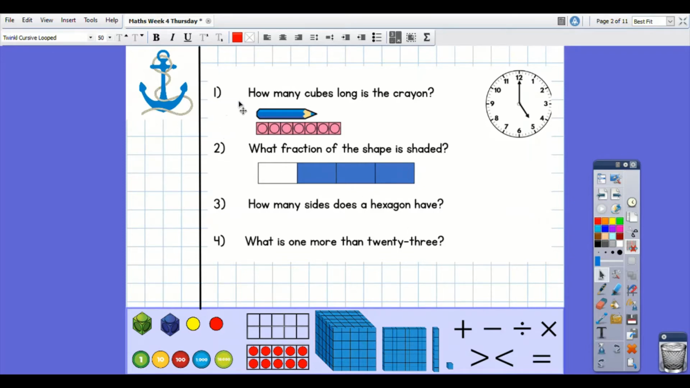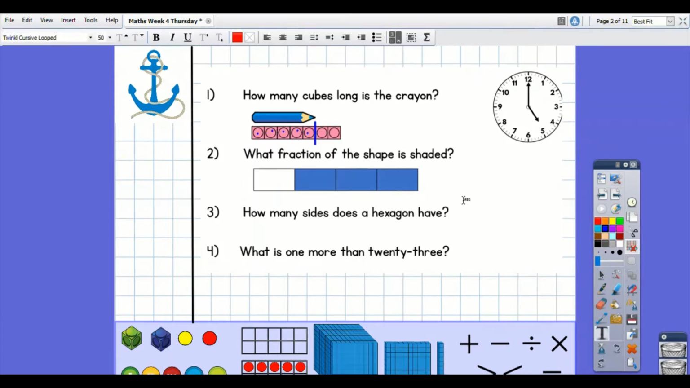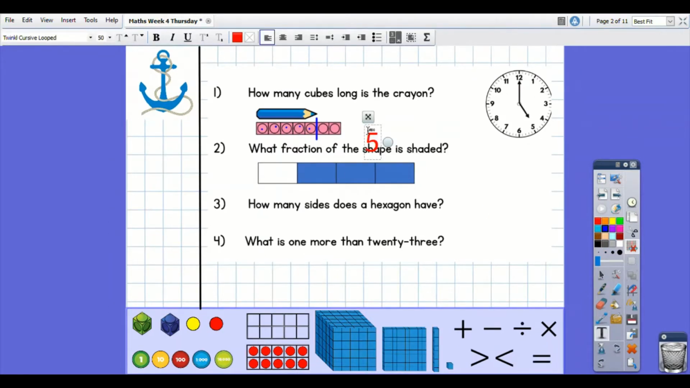Okay, question 1. How many cubes long is the crayon? So you just need to work out where the crayon ends, which is here. So I'm going to mark that on here. So it ends here. How many cubes long is it? It's 1, 2, 3, 4, 5. So the crayon is 5 cubes long.